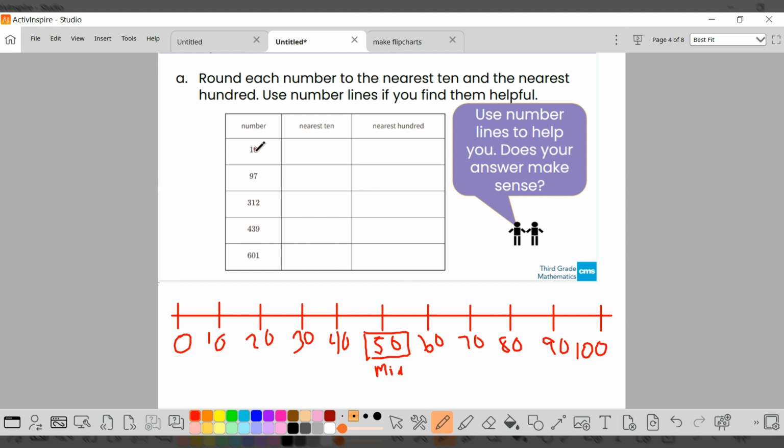So now we need to locate where 18 is going to be on this number line. Well, 18 is going to be somewhere between 10 and 20. Our midpoint for the number line of 10 and 20 is 15. So 18 is going to go somewhere over here. That's going to be where our 18 is.